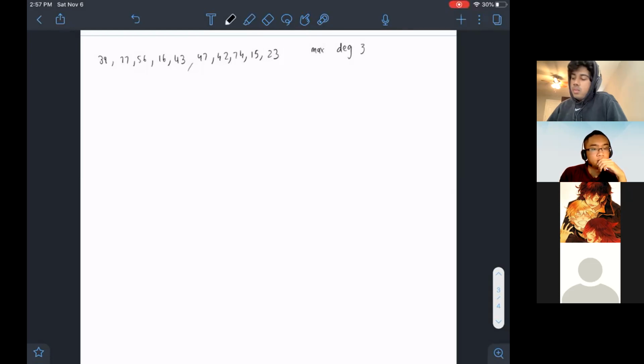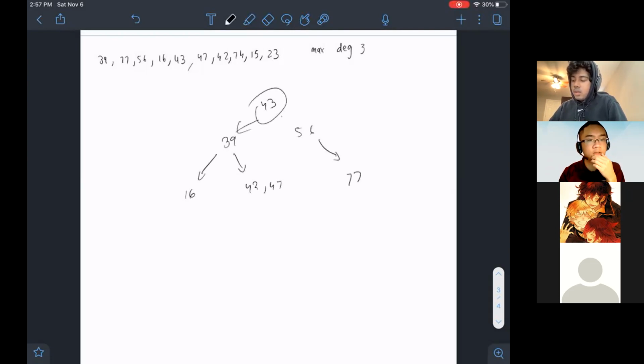43 would go here. Let me draw this out for a second, just so we're all on the same page. So 43 at the top, 39 and 56 split up, right? And then left of 39 is 16, right of 39 is 42 and 47, which is one node. And then right of 56 is 77, and these two are split up. Supposed to go how it splits? That's what I was confused about, because the way you drew it out, I wasn't sure if 42 and 47 are in the same node or not.